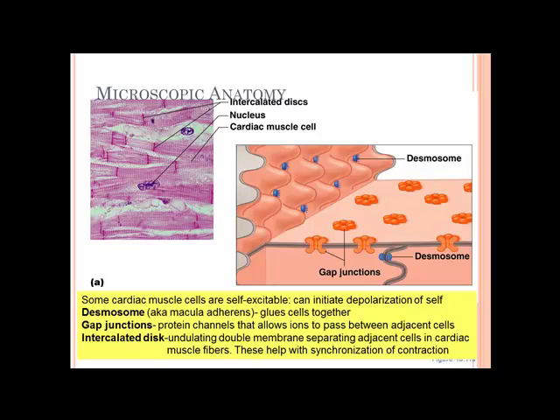And then finally, we get intercalated discs. Our intercalated discs are going to be a double membrane that'll separate the cells and the cardiac muscle fibers. Once again, these help out ensuring that the cells will contract in synchrony.